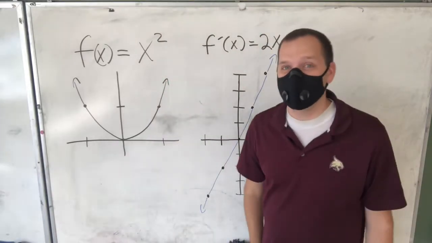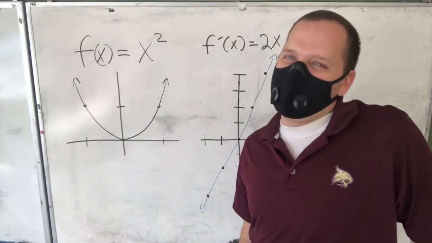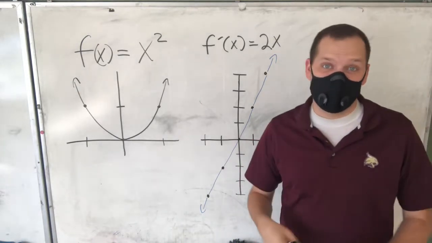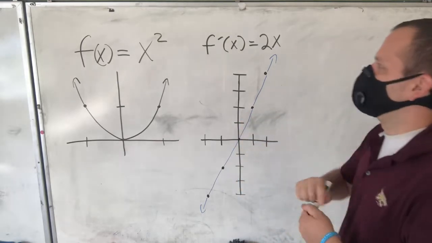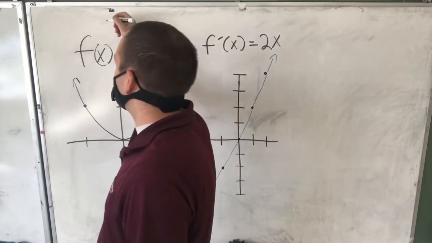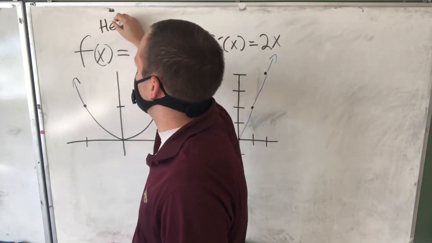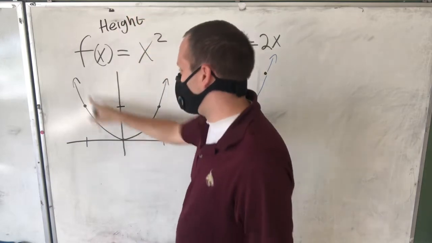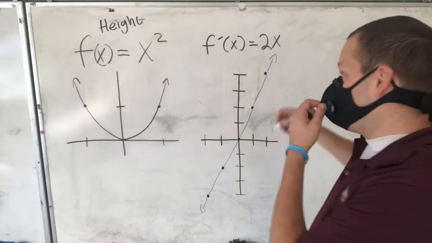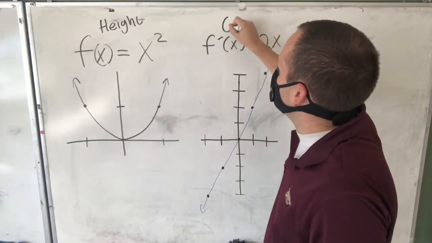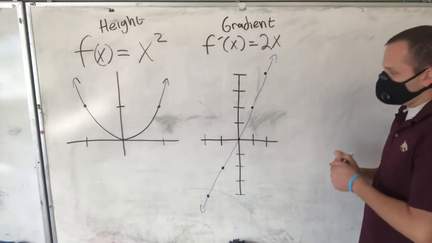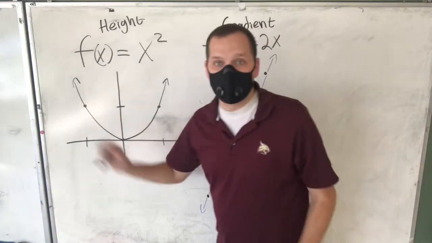Okay, so we spent a couple days learning how to take a derivative, learning what the derivative is, how to use the derivative. Let's look at the graphs and compare the graphs now and think about what they mean. Now remember that f of x, our original equation, is going to be the height. How high is our parabola? Whereas f prime of x, our derivative, is going to be the slope or the gradient. So this is telling me what is the gradient over here at a certain value.